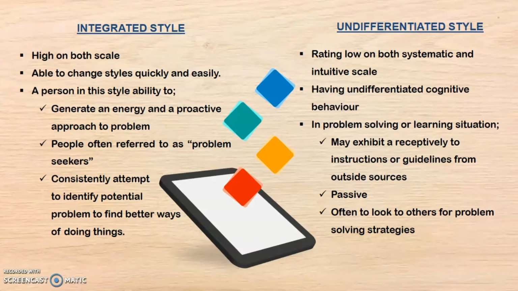Okay, what are problem seekers? Problem seekers are people who always look for problems. Next, the people in this style may consistently attempt to identify potential problems to find better ways of doing things. Means that people will observe better ways to solve their problem.